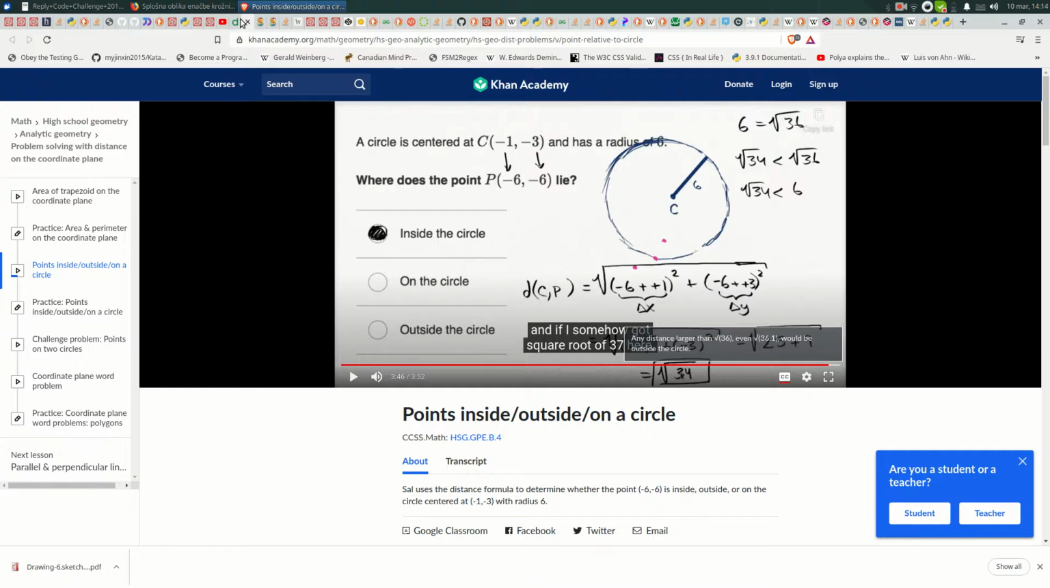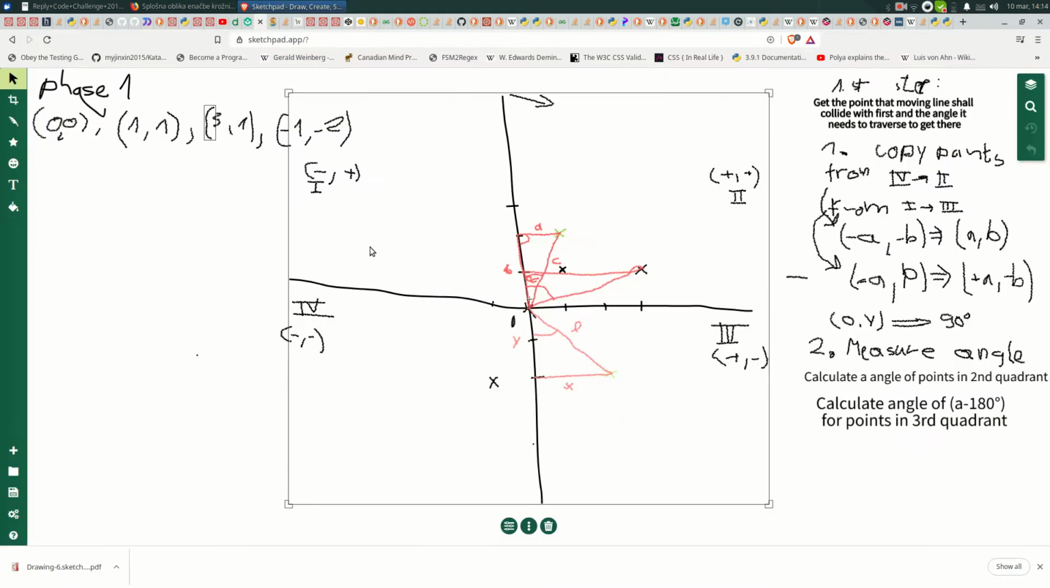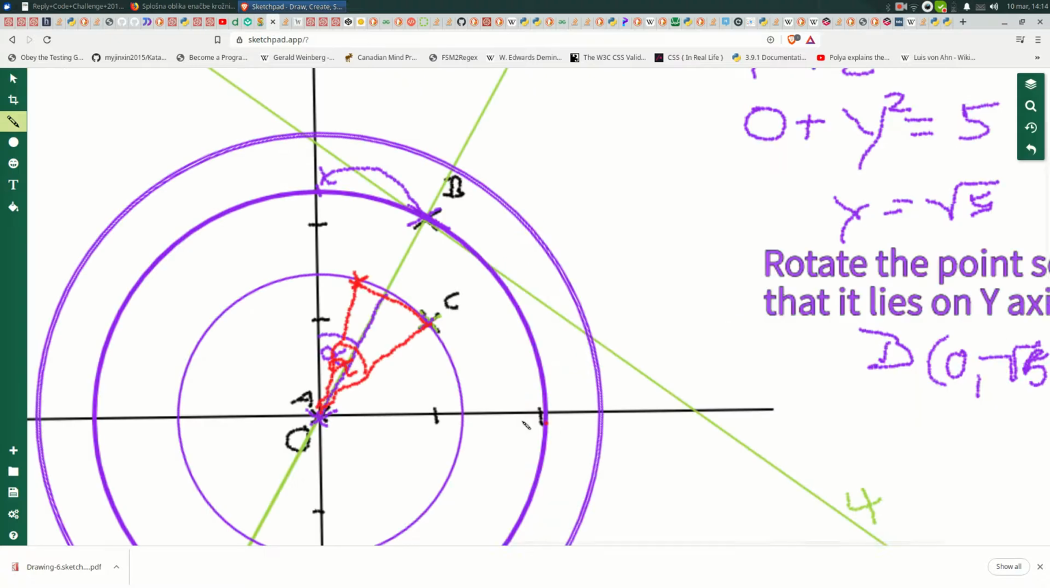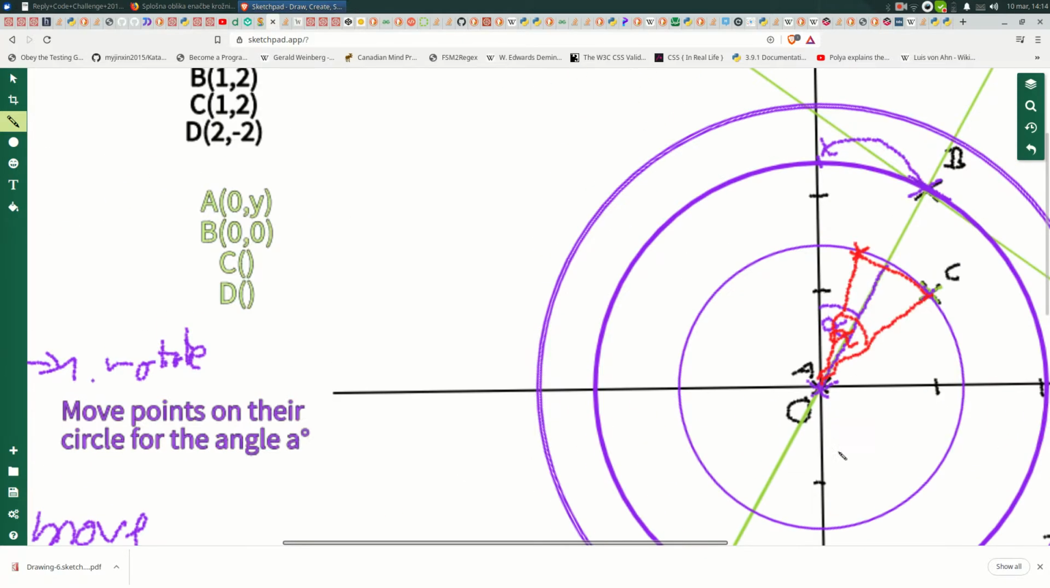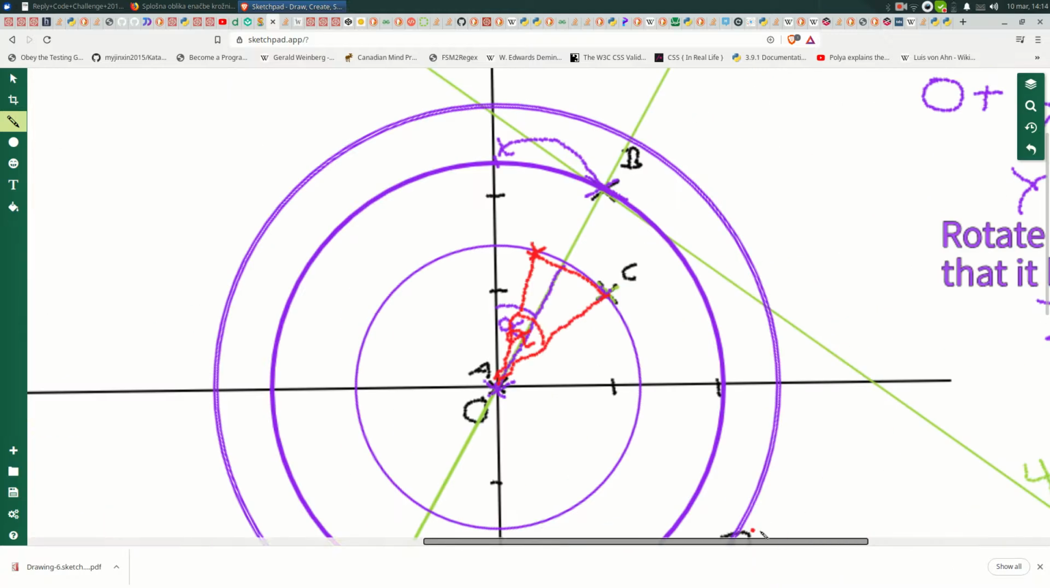Okay, so that gives me another idea. When we move it over here, it is still compliant with the equation for this circle. And we know this.